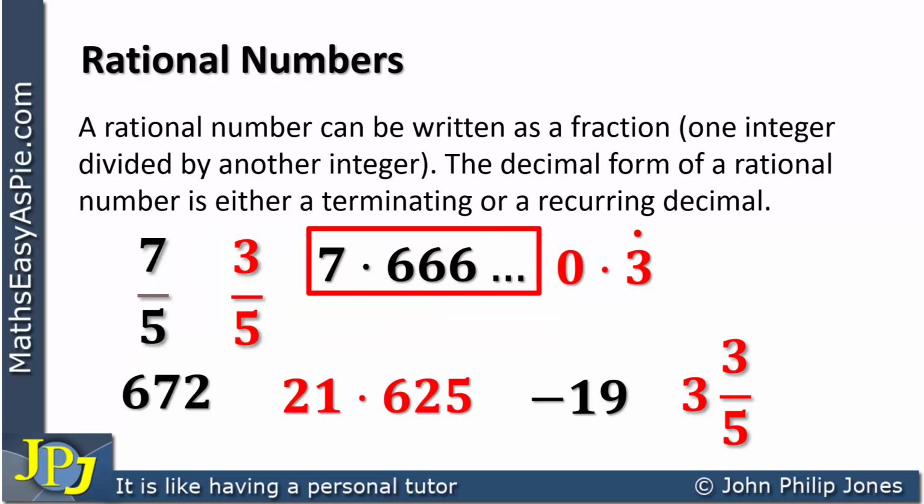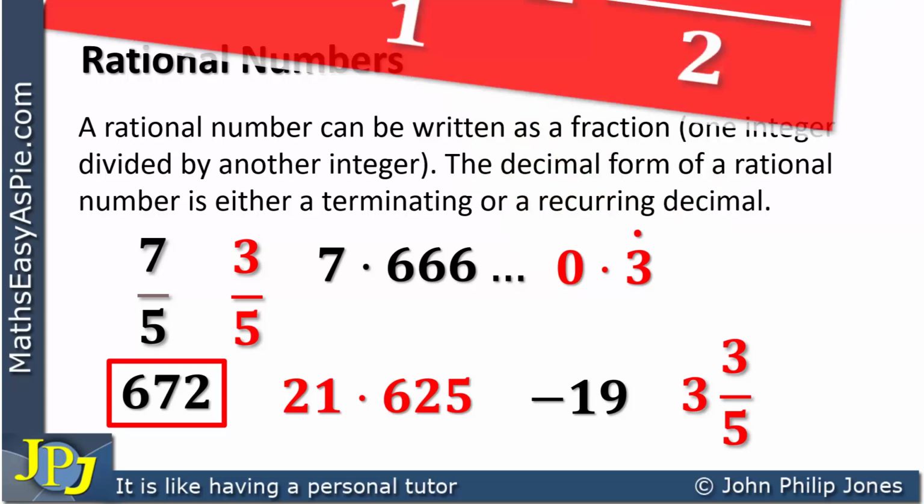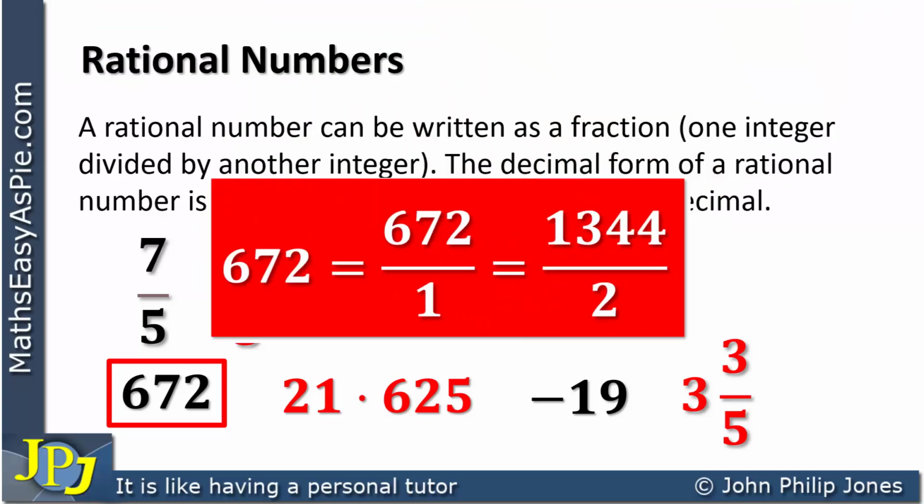Take this, it's 7.666. We can see that this is a recurring decimal part. Therefore, we know the overall thing is rational. This 0.3, well, we know the 3 goes on forever because of this dot. Therefore, this is recurring. So this is also a rational number. This is a whole number. Is it a rational number? And the answer is yes, it is, because you can write that as a fraction quite easily.